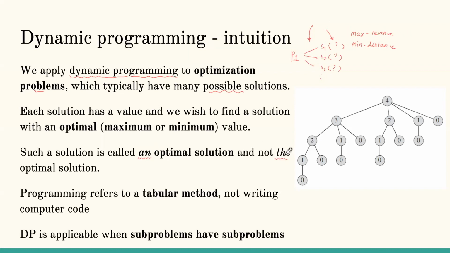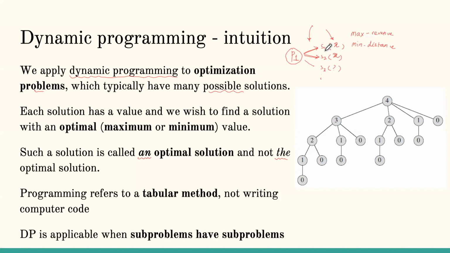The reason why we say so is that for a problem P1, there may be multiple solutions, say S1 and S2, that have the same optimal value. So for that reason, we say that S1 or S2 are optimal solutions, not the optimal solution.